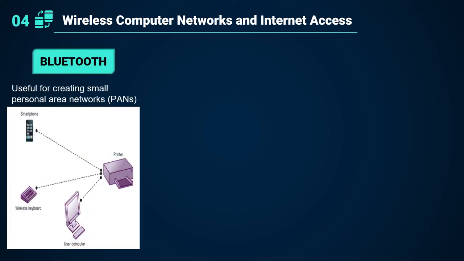Bluetooth is the popular name for the 802.15 wireless networking standard, which is useful for creating small personal area networks, or PANs. It links up to 8 devices within a 10-meter area using low-power, radio-based communication, and can transmit up to 722 kbps in the 2.4 GHz band.